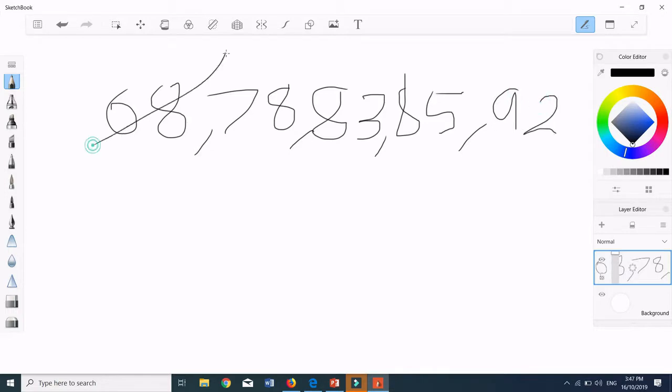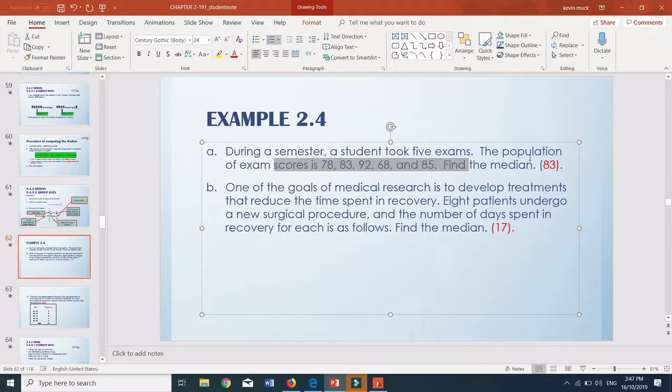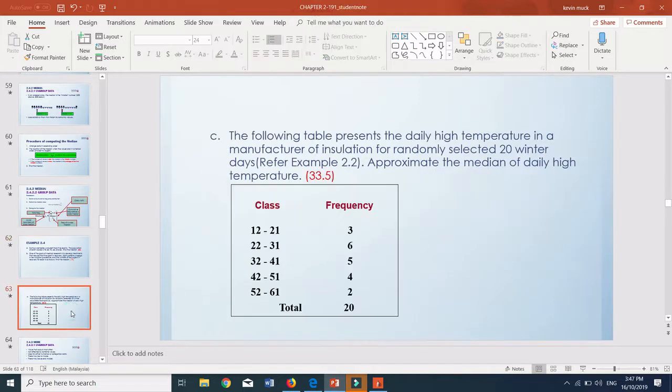So you cancel out one from each end, and cancel this one, cancel this one. So this is your median. The answer is 83. All right, for this example, you can try to do it yourself. But then I will proceed to the next example.